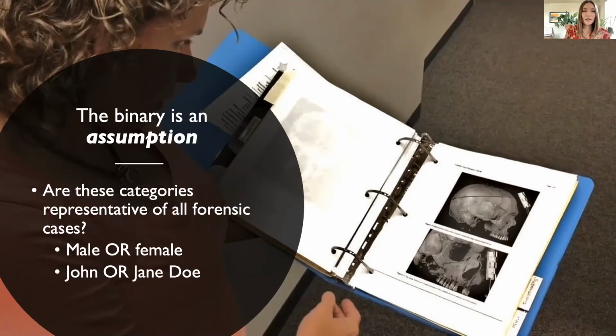What we hope that you do take away from our various sessions today is that binary categories do not necessarily represent the variation in either sex or gender that we might see in our forensic cases. So in other words, applying categories such as male or female, or labeling our unidentified decedents as Jane or John may be accurate and useful for many or even most decedents, but it's not necessarily going to be accurate for everyone.